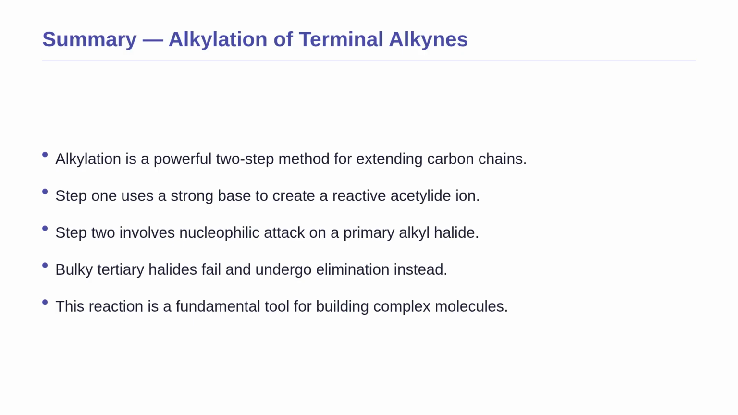To wrap up our lecture, let us review the key takeaways from today's topic. Alkylation of terminal alkynes is a powerful 2-step method for extending carbon chains. First, it requires a strong base to remove the terminal hydrogen, creating a highly reactive acetylide ion. Second, this ion attacks an unhindered primary alkyl halide to form a new carbon-carbon bond via substitution.